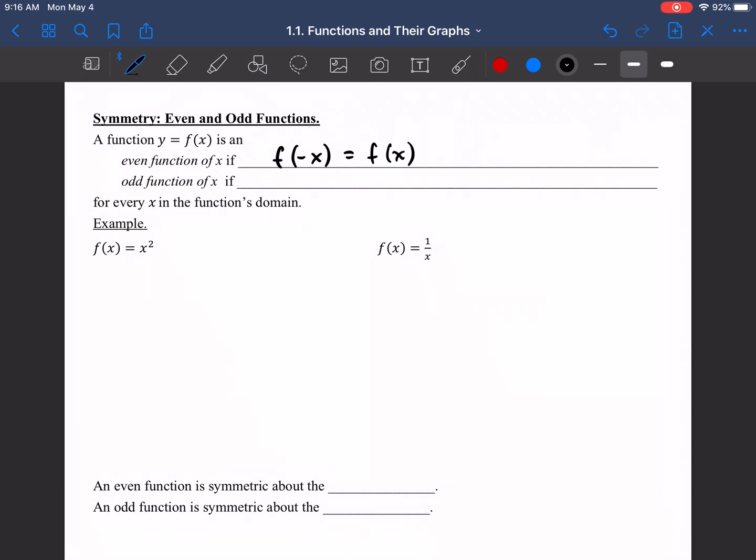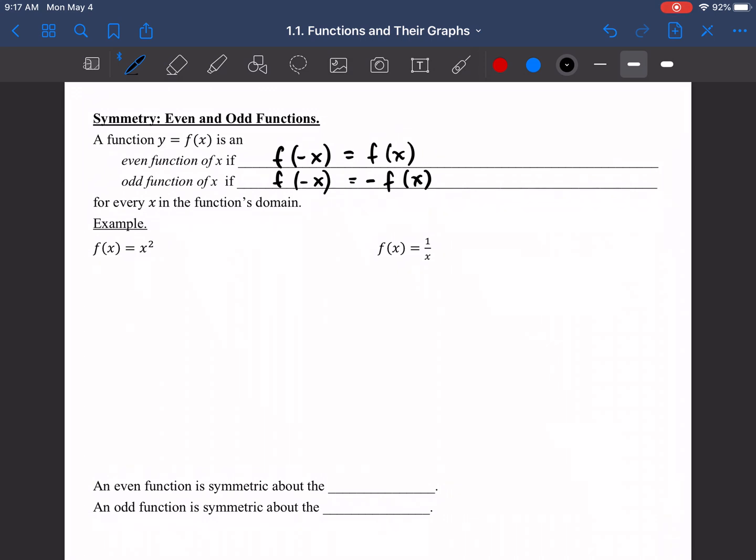So you can't just plug in one value to check. You have to check it for all values. It has to be true for every possible value of x. And the same thing for an odd function, it has to be true for every possible value of x. And this one is, if you plug in a negative value for x, you get the negative of f of x. So if I plug in 2 and I get 4, if it's an odd function, I plug in negative 2, I'll get negative 4. So it'll flip-flop the sign on your output when you flip-flop the sign on your input. And if neither one of those is true, then it's not odd or even.